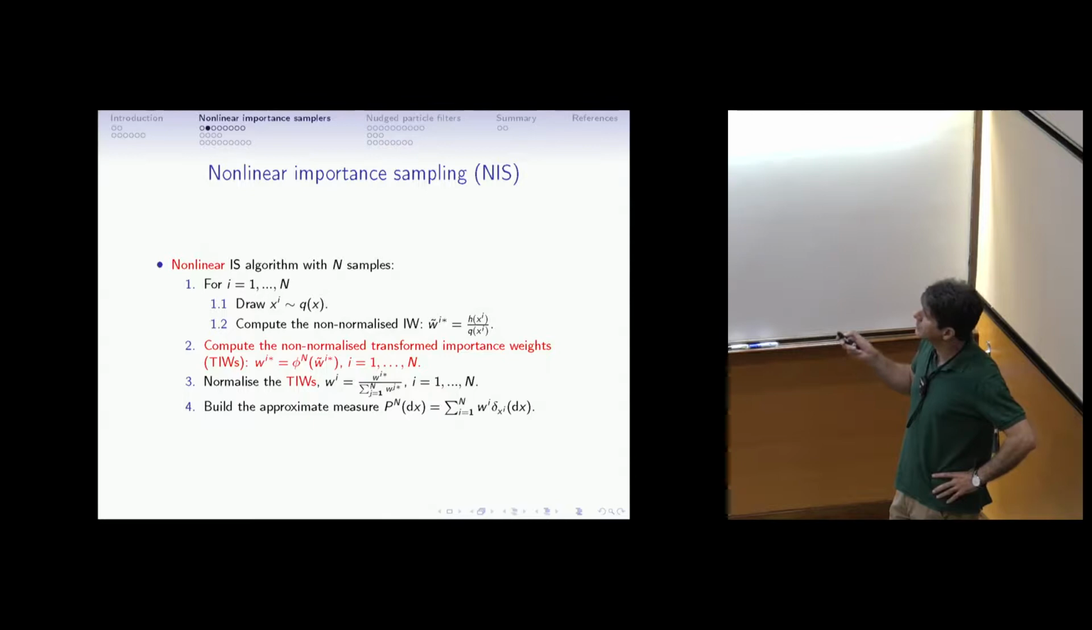So now I generate from my proposal the same as before. I compute the non-normalized weights the same as before. And then before normalizing them, I apply a nonlinearity, which I'm using this letter phi here to denote, to the non-normalized weights. And I get transformed importance weights, using this shorthand tu for the transformed importance weights. Then I normalize the transformed importance weights, and I build my approximation. So it's as simple as that.